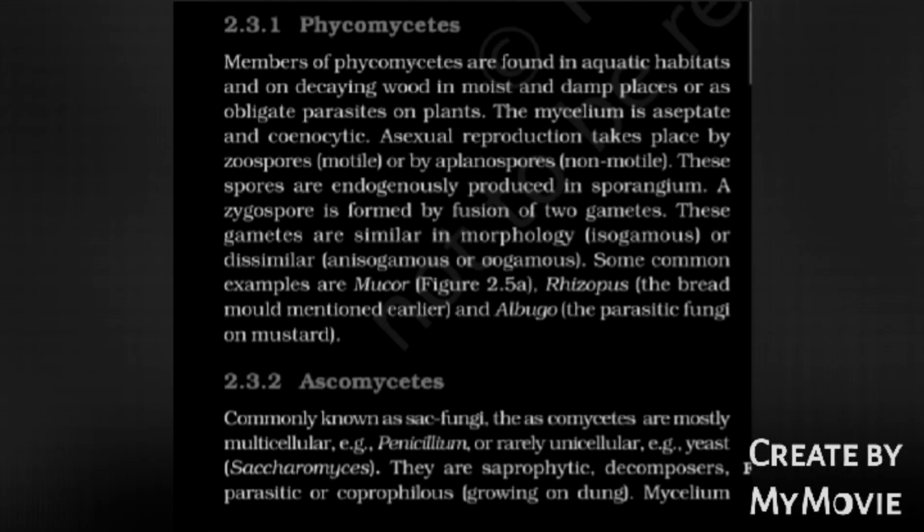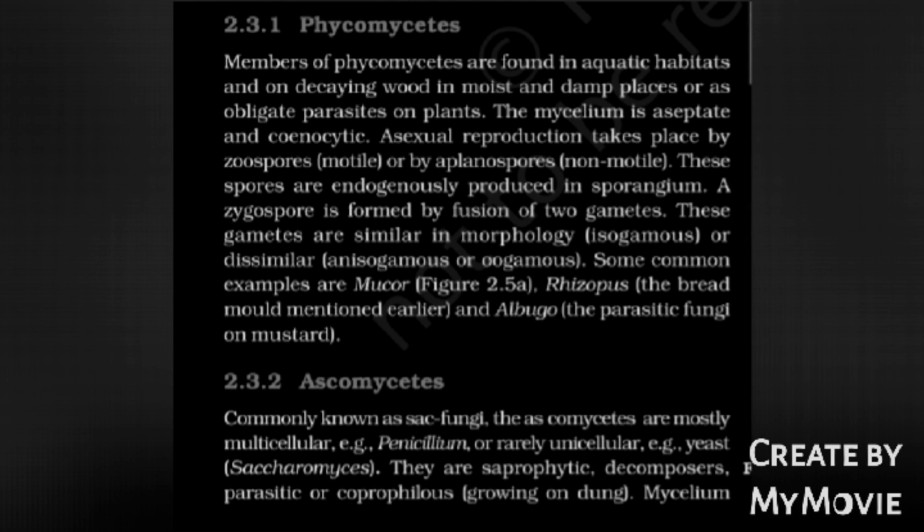Phycomycetes. Members of Phycomycetes are found in aquatic habitats and on decaying wood in moist and damp places, or as obligate parasites on plants. The mycelium is aseptate and cenocytic. Asexual reproduction takes place by zoospores, that is motile, or by aplanospores, which are non-motile. These spores are endogenously produced in sporangium. A zygospore is formed by fusion of two gametes. These gametes are similar in morphology, that is isogamous, or dissimilar, which are called anisogamous or oogamous. Some common examples are Mucor, figure 2.5a, Rhizopus, the bread mold mentioned earlier, and Albugo, the parasitic fungus on mustard.